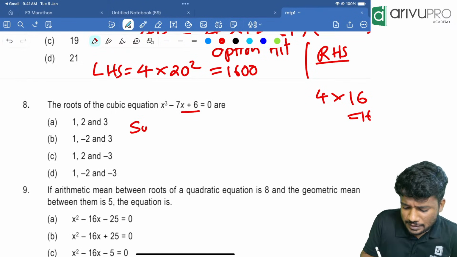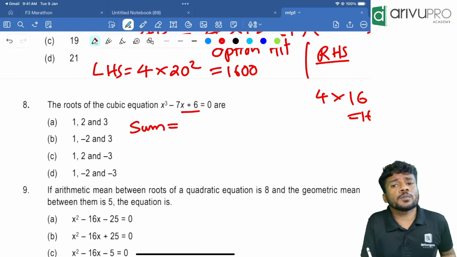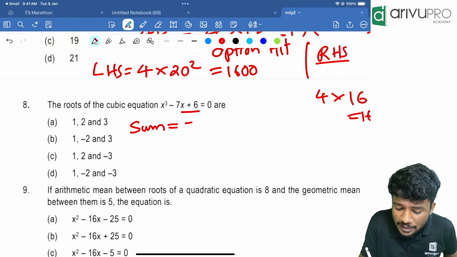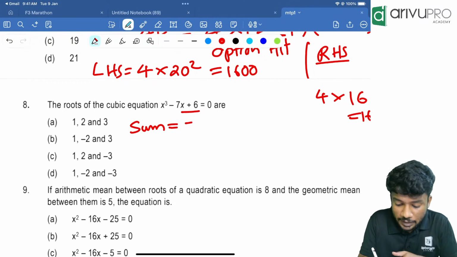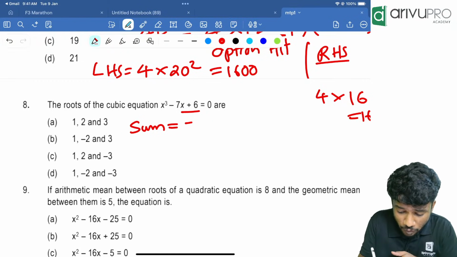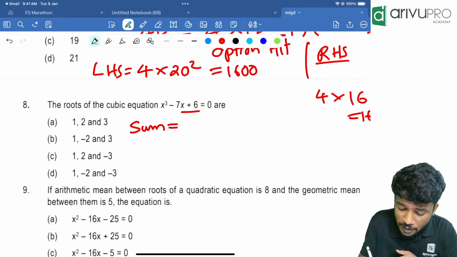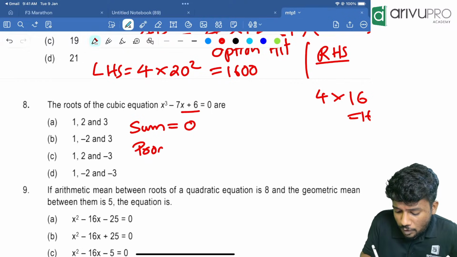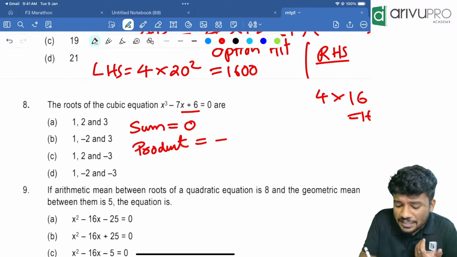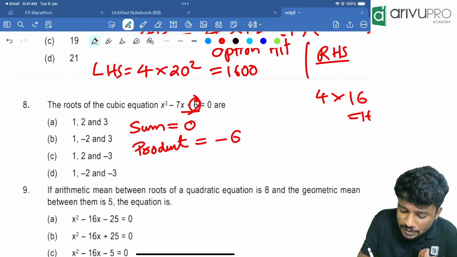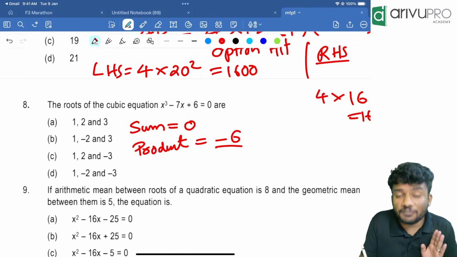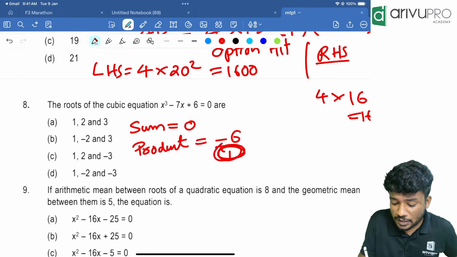People, we know that the sum of the roots of a cubic equation is nothing but minus of the coefficient of x square. Here is there any coefficient of x square? No, that means the sum of the roots is 0. Product is how much? Product is nothing but minus of the constant term, that is 6, divided by the coefficient of x cube, that is 1, which is equal to minus 6.